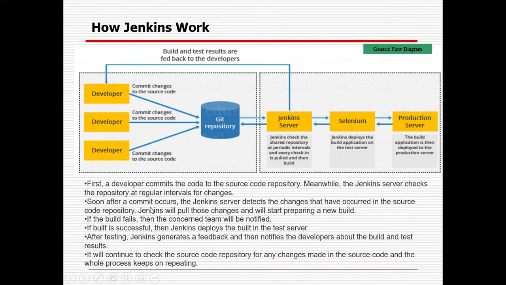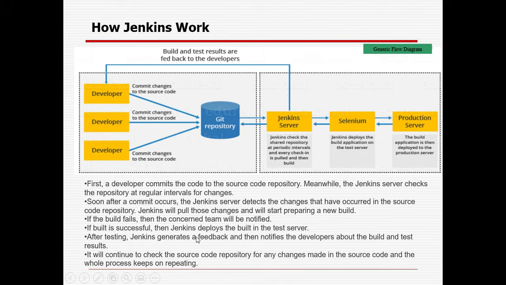So once the commit occurs and falls in the periodic cycle, the Jenkins server detects the changes that have occurred in the source code repository. Jenkins will pull those changes and start preparing a new build. In case the build fails, it will notify the concerned developer so that they will try to fix it and commit the code changes again. If the build is successful, Jenkins deploys the build to the test server.